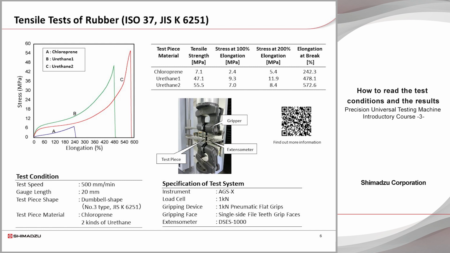In addition to strength and elongation at break, rubber tests sometimes determine the stress at a given elongation, and the stress at 100% elongation and 200% elongation are also shown here.